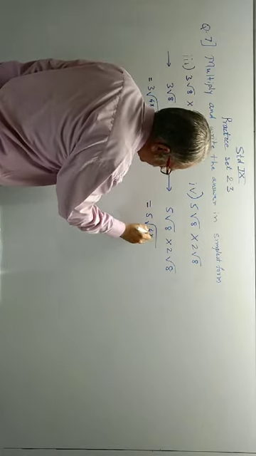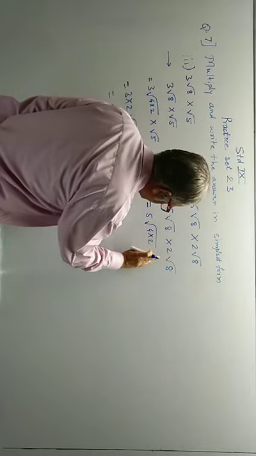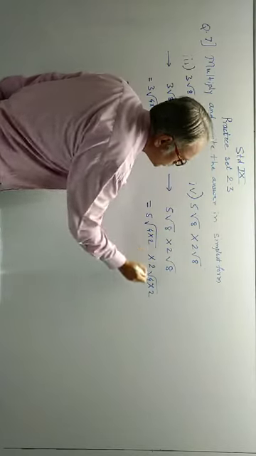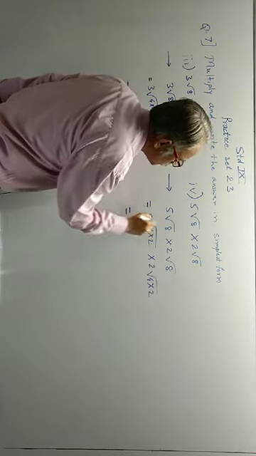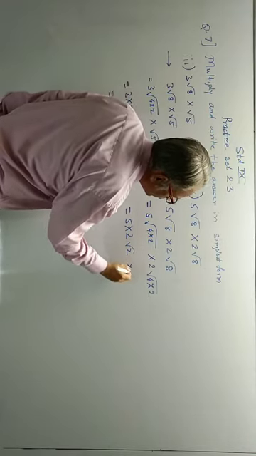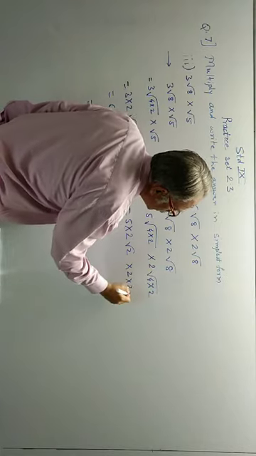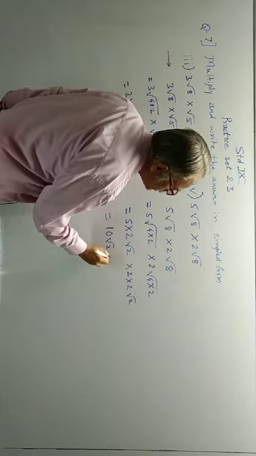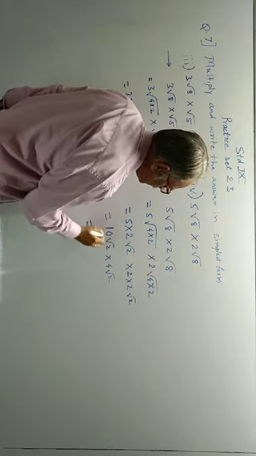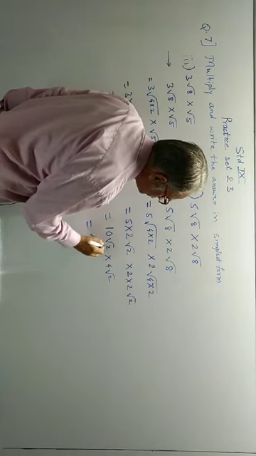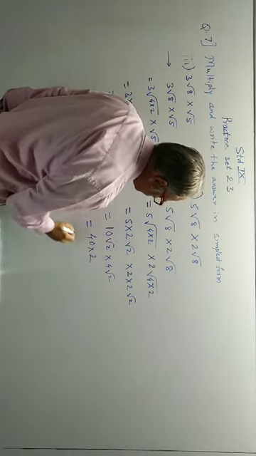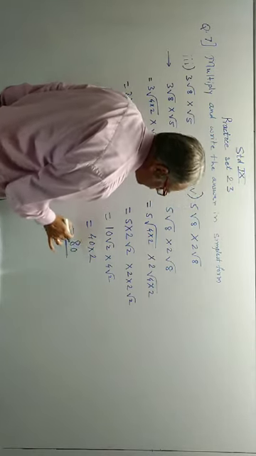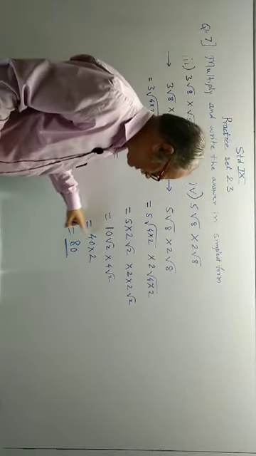Root 8 can be written as 4 into 2, and the other root 8 also we write as 4 into 2. Take 4 outside. 5 into 4 will come out as 2, root 2 will remain, into 2 into 2. This 4 comes out as 2. So 10 root 2 into 4 root 2. 10 fours are 40, and root 2 into root 2 is root 4, that is 2. So same answer, 80.